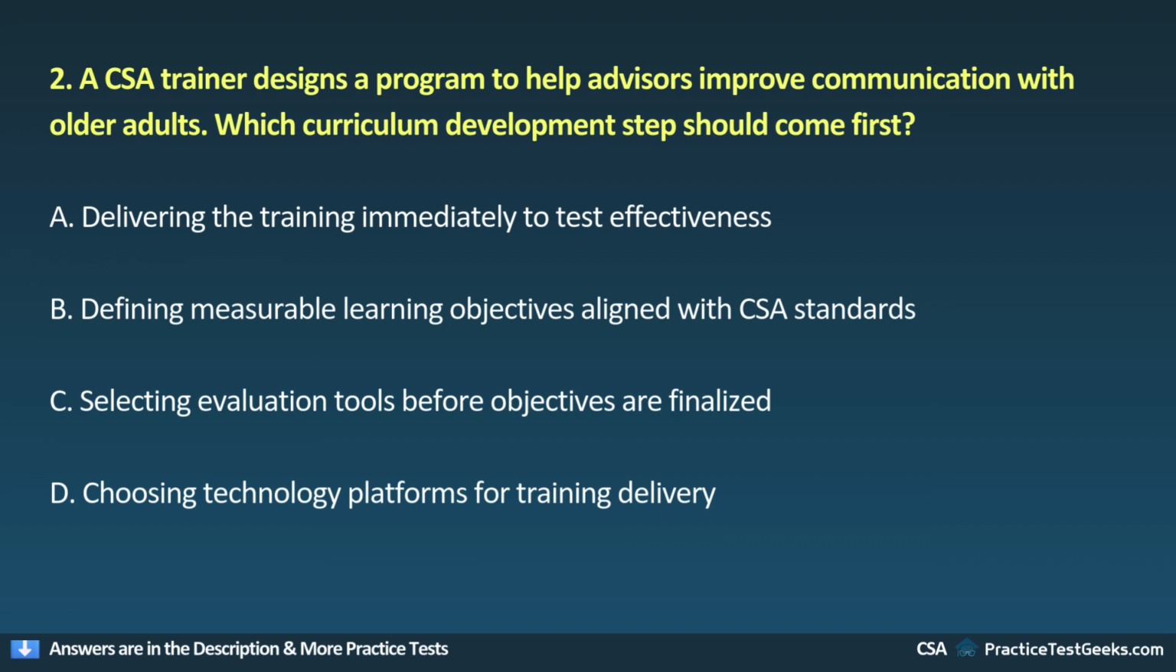Which curriculum development step should come first? A. Delivering the training immediately to test effectiveness. B. Defining measurable learning objectives aligned with CSA standards. C. Selecting evaluation tools before objectives are finalized. D. Choosing technology platforms for training delivery.